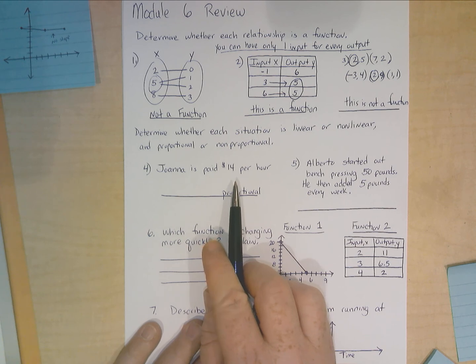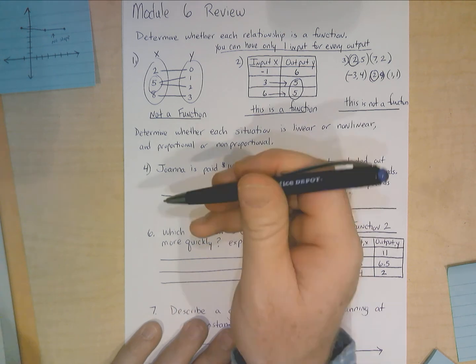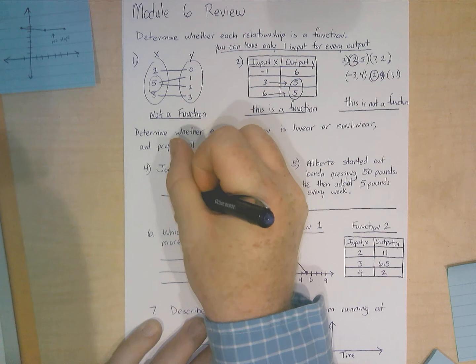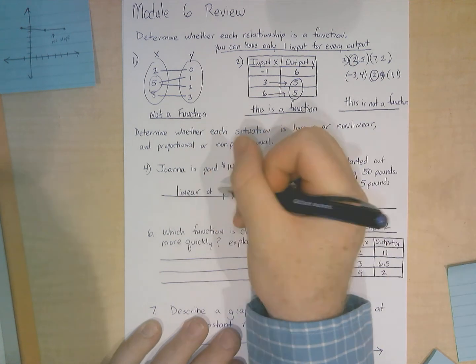Did I do that right? Yeah. 1, 2, and 3. Oh wait, I'm sorry, $42. Okay. Now, so it's constant. So the rate is constant. Because the rate is constant, it's linear. It's going to be a straight line. So it's linear and it's proportional.